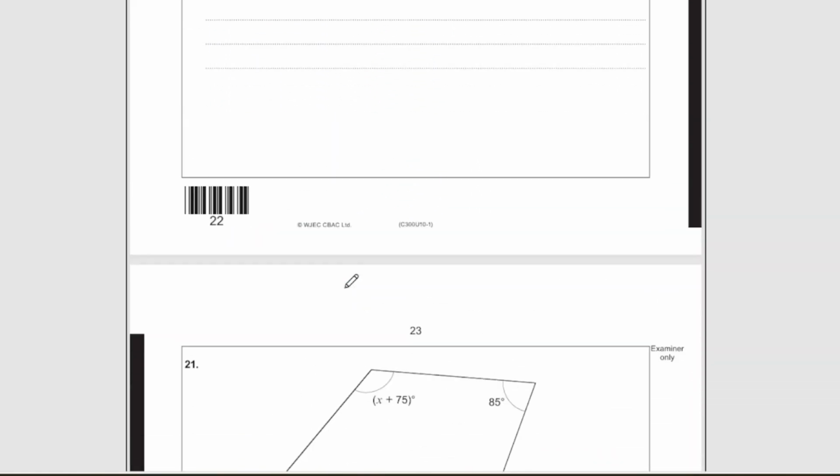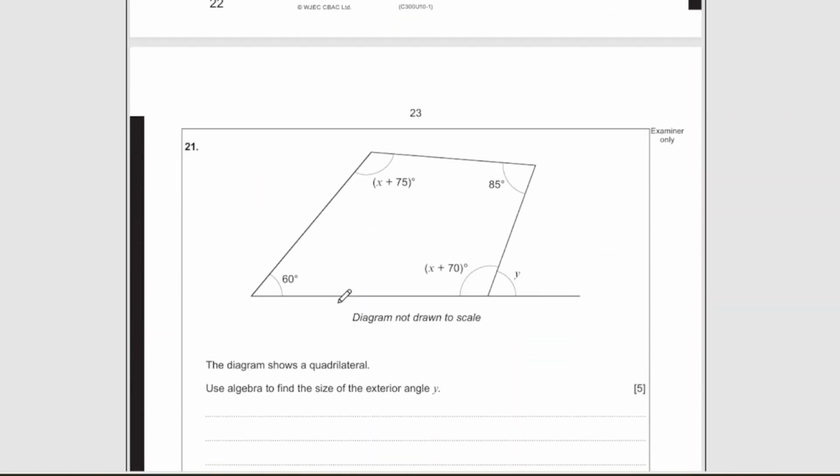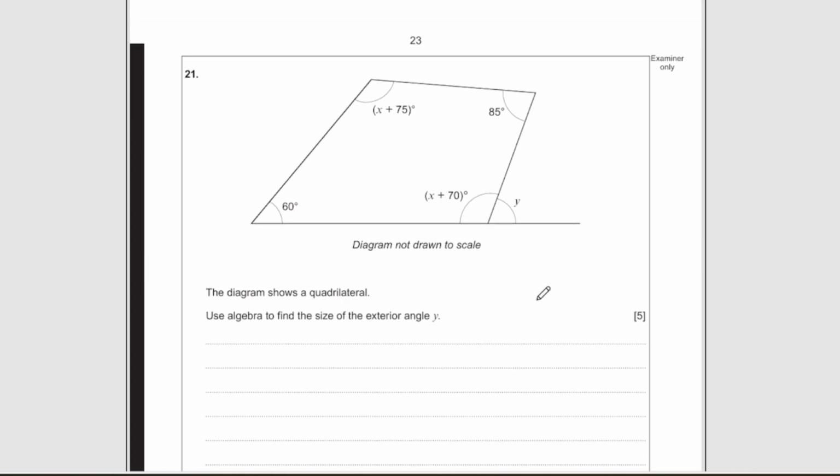That's how we do that one. Question 21, we have algebra. Yes, love algebra. The diagram shows a quadrilateral. Use algebra to find the size of exterior angle y.